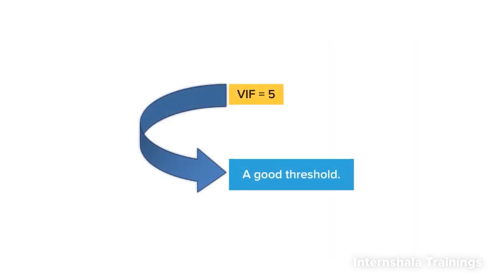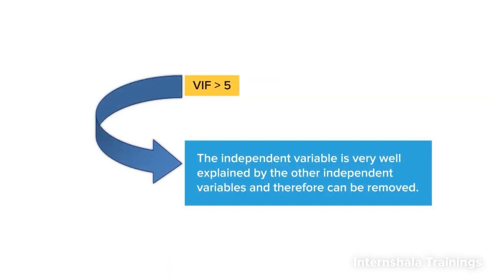Although a lower VIF value is considered ideal for any regression model, a VIF of 5 is considered a good threshold. If an independent variable has a VIF value over 5, it is very well explained by the other independent variables and therefore it can be removed. We will see VIF in action during the implementation phase of the linear regression. So this was the fifth and the final assumption of linear regression. With this, we have covered all the assumptions of the linear regression and are now completely equipped with knowledge to implement the regression model.